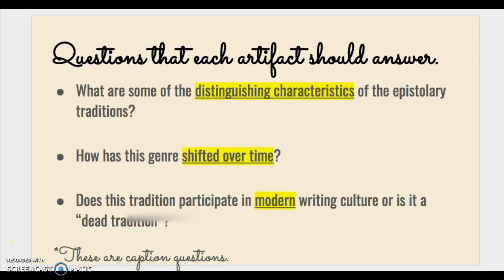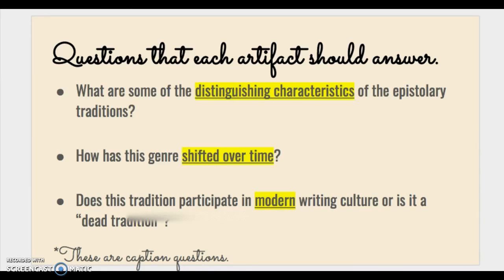What are we after as we do this research? What are we trying to learn? When you curate artifacts for this project, your curation should be guided by these 3 questions. What are some of the distinguishing characteristics of the epistolary tradition? How has this genre shifted over time? And does this tradition participate in modern writing culture, or is it in fact a dead tradition?